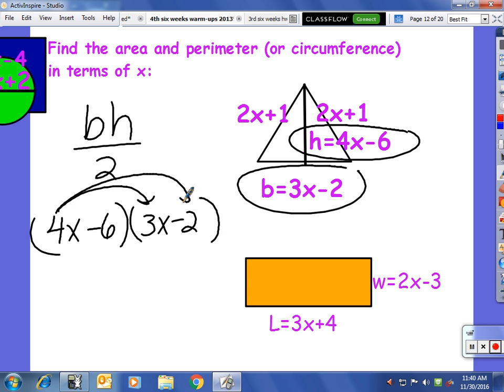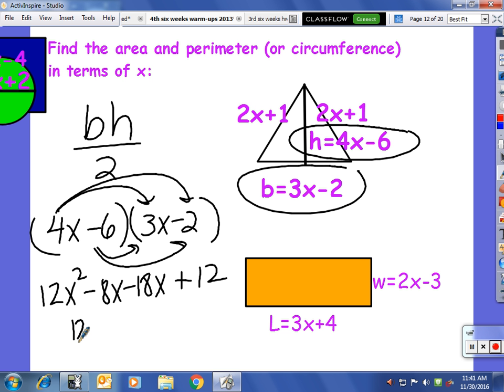First terms, outside terms, inside terms, last terms. Base times height divided by 2. And you can put the height or the base in any order. So I'm getting what? 12x squared. Then what? Minus 8x minus 18x plus 12. 12x squared minus 26x plus 12.